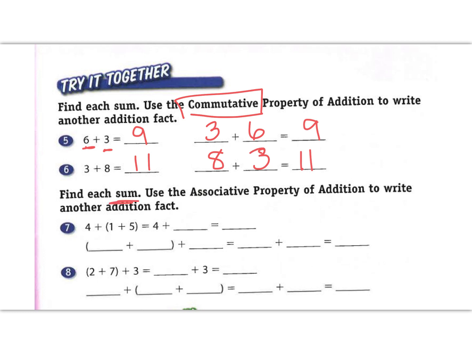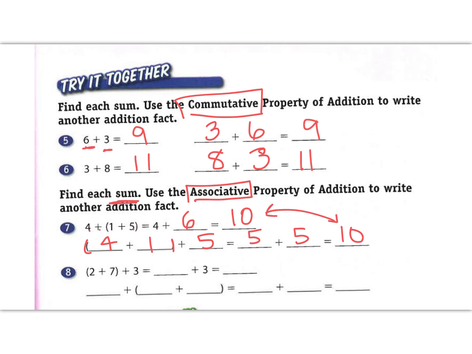Now, down here it says to find the sum again, but now we're going to use the associative property of addition to write another addition fact. Well, we know 4 plus, and then 1 plus 5 in the parentheses is 6. So 4 plus 6 equals 10. Well, now we're going to change. Look where they put the parentheses. So now we have 4 plus 1 in parentheses, plus 5. Well, 4 plus 1 is 5. 5 plus 5 is 10. So notice we still get the same answers right there.